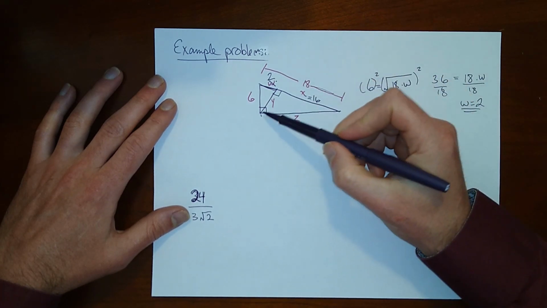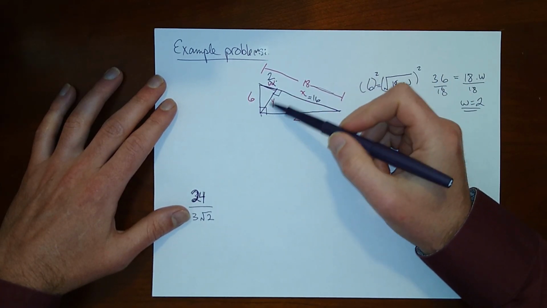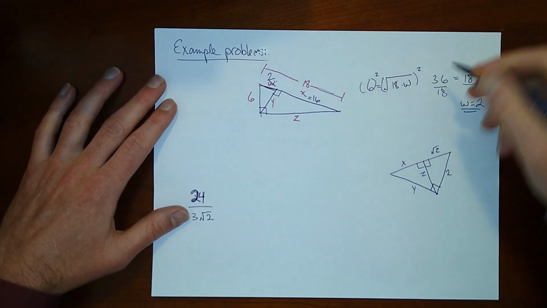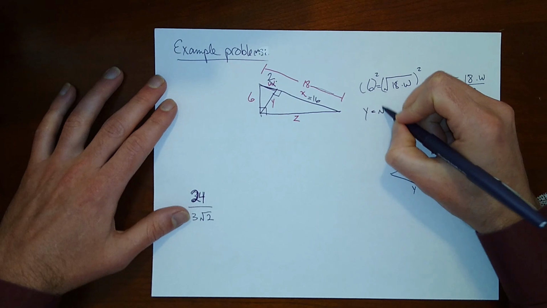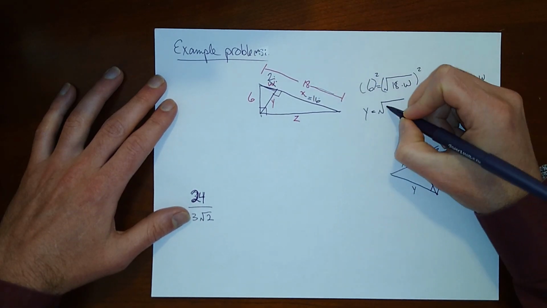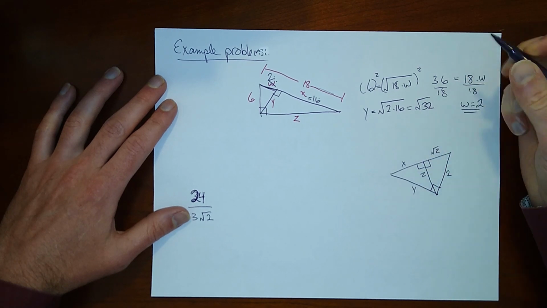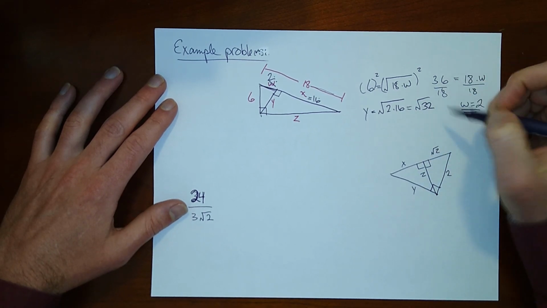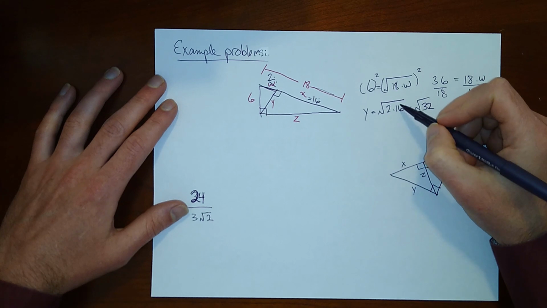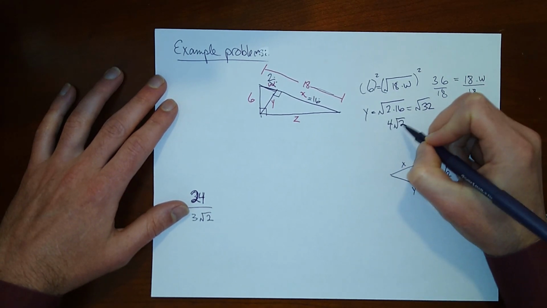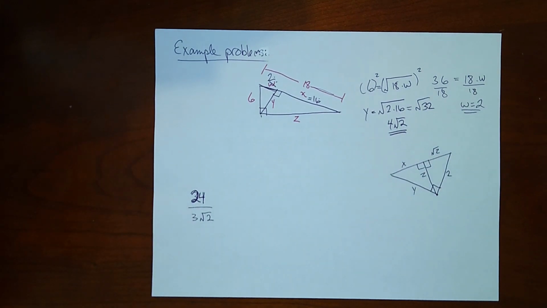And y is the geometric mean between these two segments. So y is the square root of 2 times 16, or root 32, or if I just think of this, root 16 is 4, so y is 4 root 2.